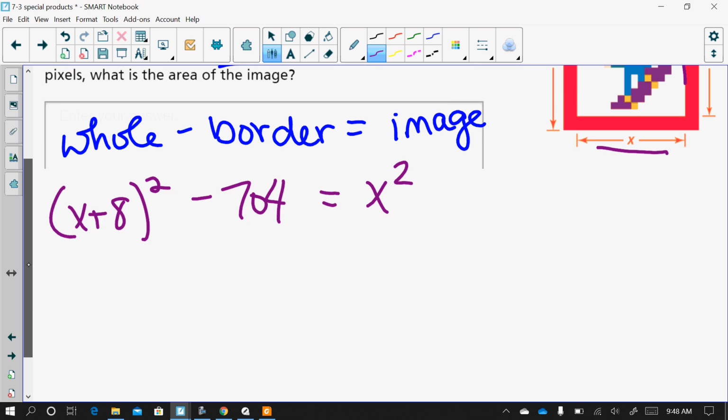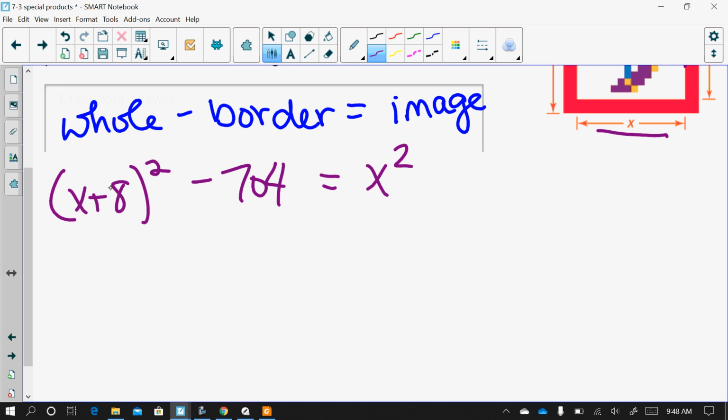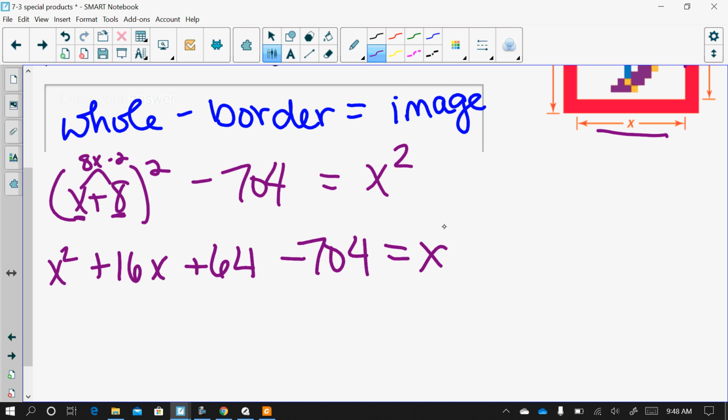So let's go ahead and work this out. Again, you can FOIL here. I'm going to do the shortcut: square that, multiply them together, we get 8x, and then we have to do times 2, so 16x. Square this part. Okay, let's go ahead and solve. What I see first is combining like terms here. So x squared plus 16x, and then 64 minus 704 is negative 640.